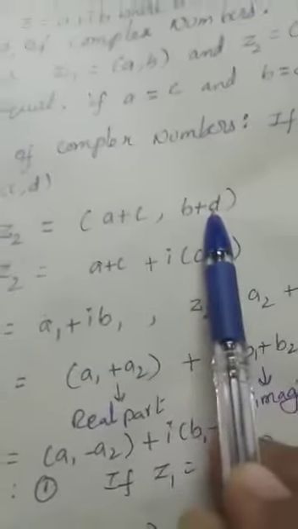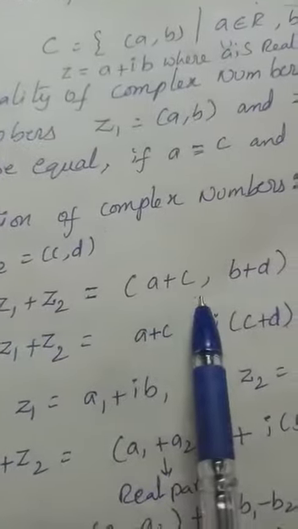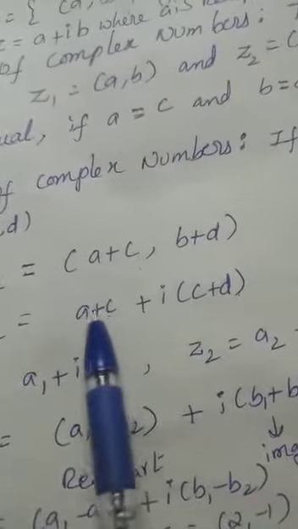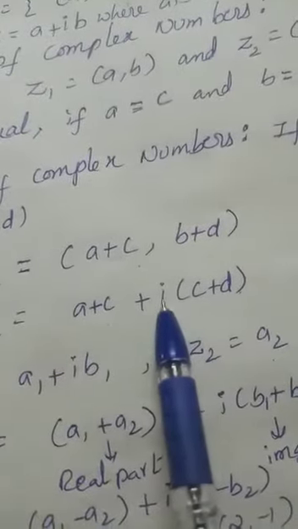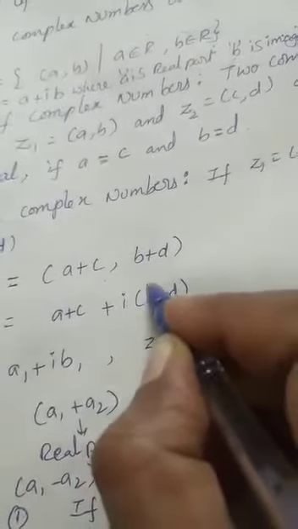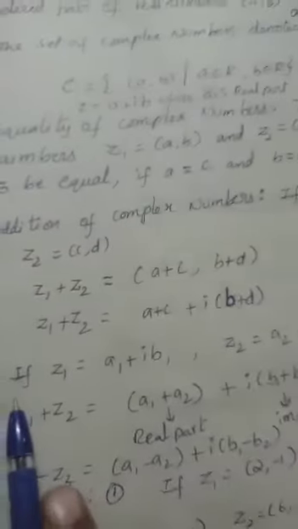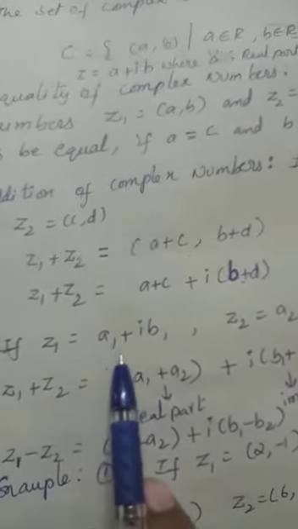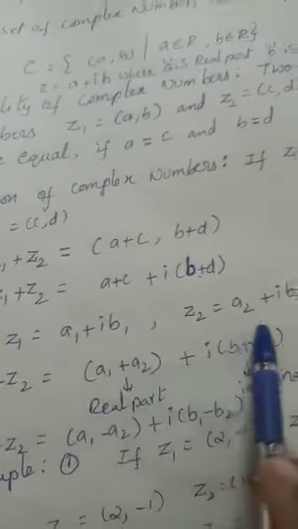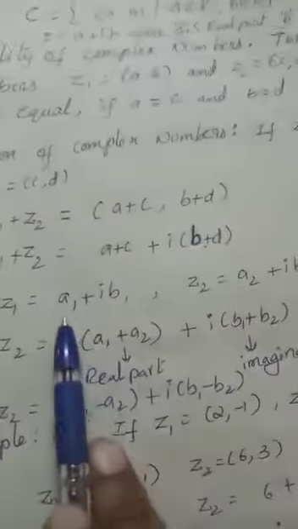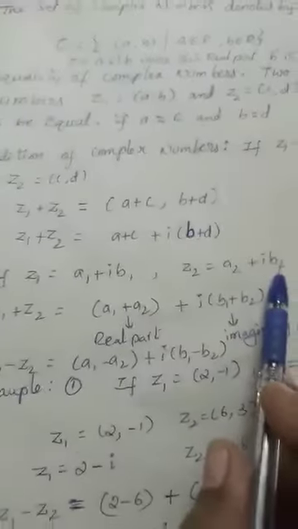So this is the addition of complex numbers. Z1 plus Z2. If you expand this, A plus C is real part, plus, not C plus D, B plus D is imaginary part. Okay. So if Z1 is equal to A1 plus iB1 and Z2 is equal to A2 plus iB2. Here I am taking A B and C D. Here A1 B1, A2 B2. Like that we are taking.